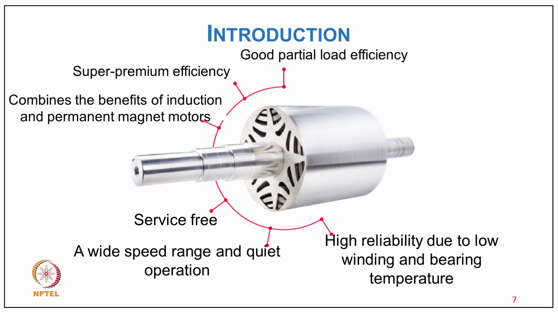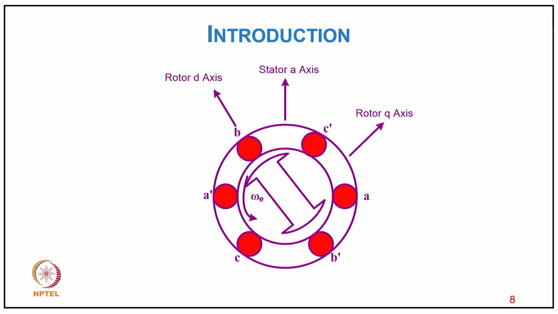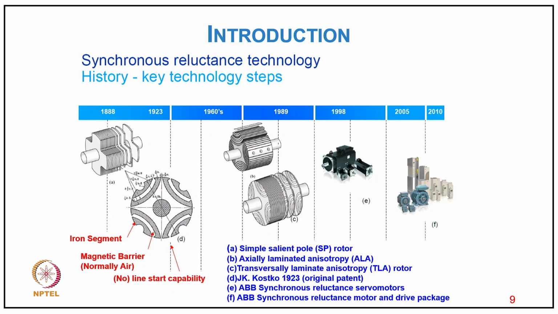typically with the flux barrier, a very special design which is an innovation of only the last decade, with good partial load efficiency and super premium efficiency, a combination of the benefits of the induction and PM motor, service free, with a wide speed range and high reliability due to the low winding and bearing temperature. And of course, the concept of synchronous reluctance is that the rotor is only a cylinder pole. The stator winding is cylindrical, normally similar to the conventional synchronous motor and induction motor, but the rotor is a cylinder pole with a special geometry.